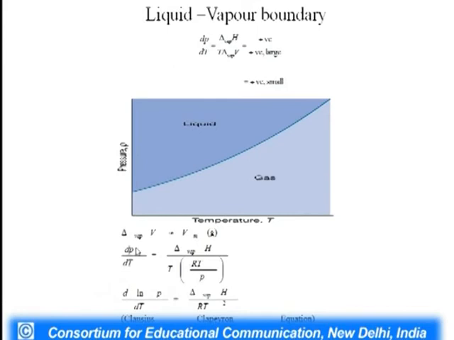And in that case, if I assume that the vapor behaves as an ideal gas, we can simply write dP/dT = ΔH/T × RT/P, and then we get dP/P = d ln P/dT = ΔH/(RT²). This is the well-known Clausius-Clapeyron equation, and by integrating this we can know how vapor pressure changes with temperature.